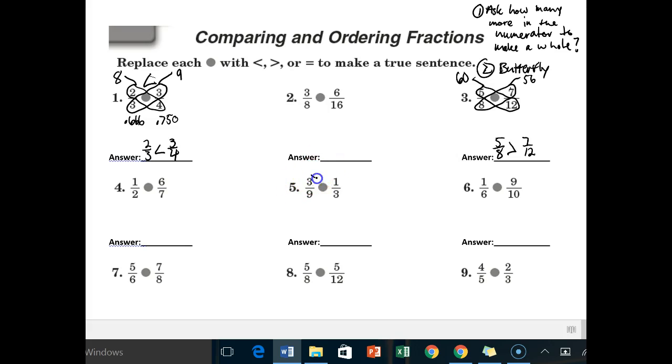Number 5, let's do the butterfly method. 3 times 3 is 9. 1 times 9 is 9. So what does that mean? 9 must equal 9. 3/9 is equal to 1/3. Another way to say that is that these guys are equivalent fractions, right? They are equal.